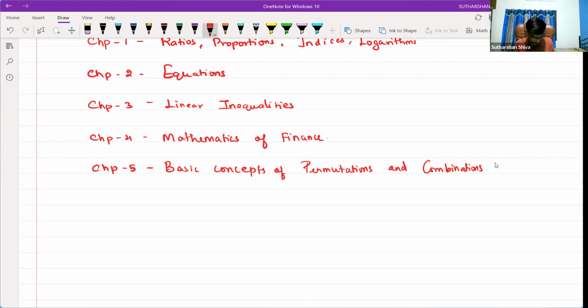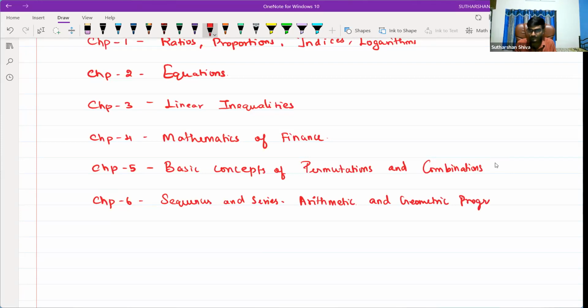Next, coming back, we will have our chapter number 6. This chapter number 6 is everyone's favorite. This is sequences and series. Believe me, in this also we are only going to follow 80 to 90% tricks and shortcuts in our classes. Okay. So it is arithmetic sequences and series. It is only about arithmetic and geometric progression.